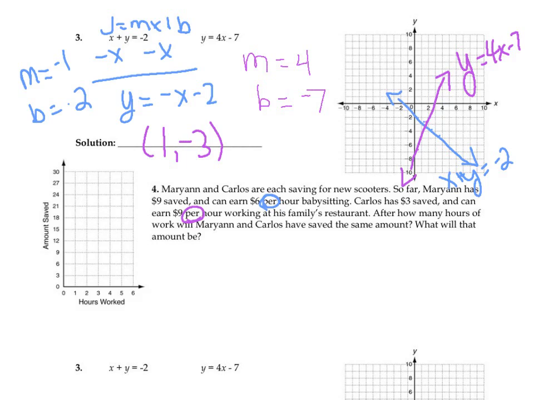So since we're given a graph, let's graph these situations. So for Marianne, I'm going to make her graph in blue, and she has saved $9, and she earned $6 per hour babysitting. So we're going to go up 6 and over 1. And be careful, make sure you're using the scale there on the axes, that each one of those boxes is 3 going up. And we can label that with Marianne.